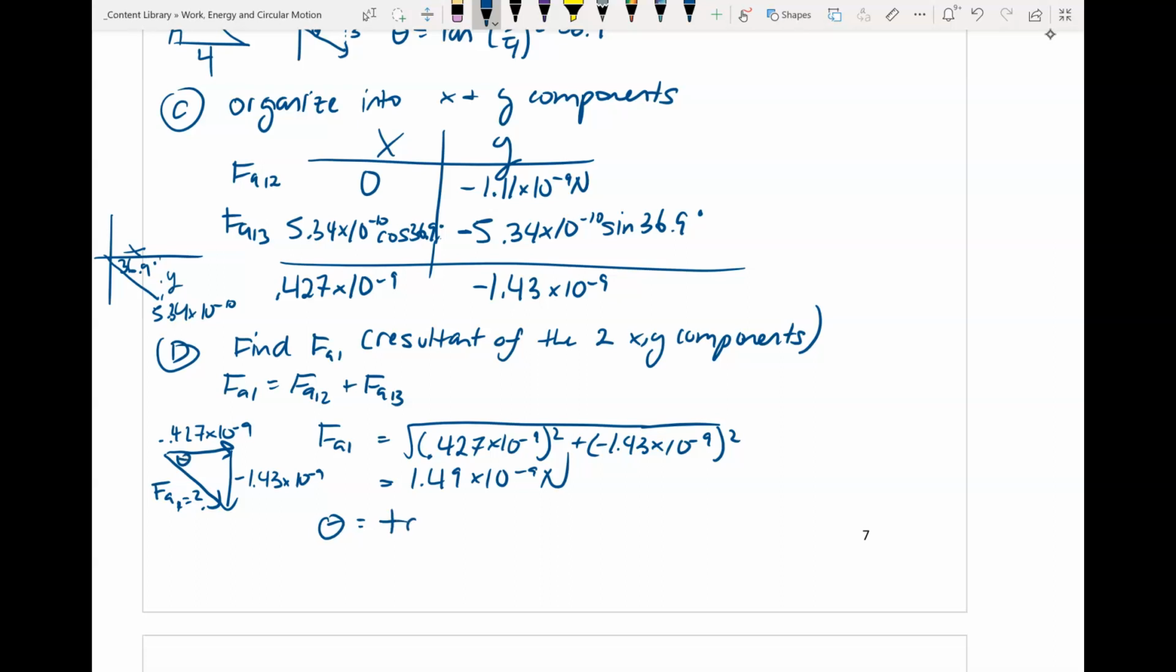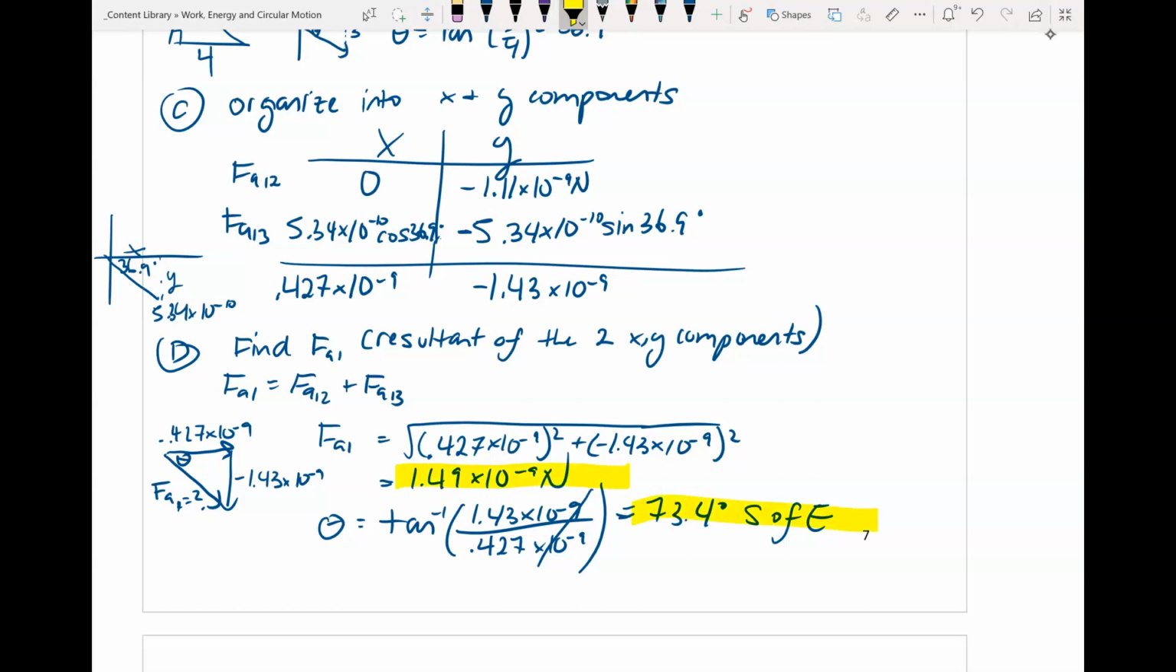You just use tan inverse, which is 1.43 times 10 to the power of negative 9 all over 0.427 times 10 to the power of negative 9. Notice that 10 to the power of negative 9 just cancels out anyway, so you don't need to insert that in your calculator. But this will be 73.4 degrees, and our direction is south of east. So this is our magnitude, and this is our direction, and that is our final answer.